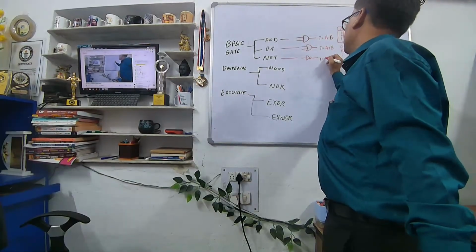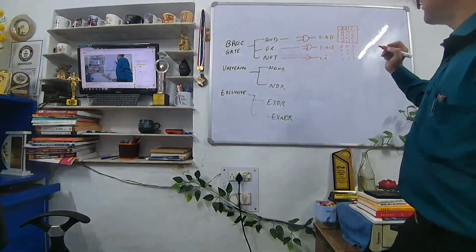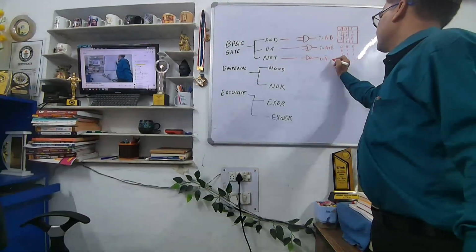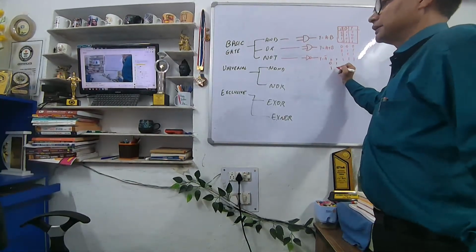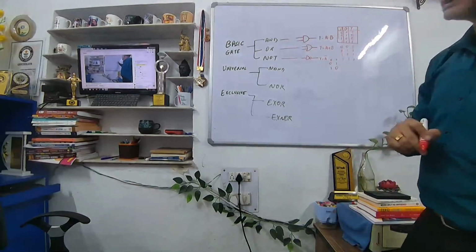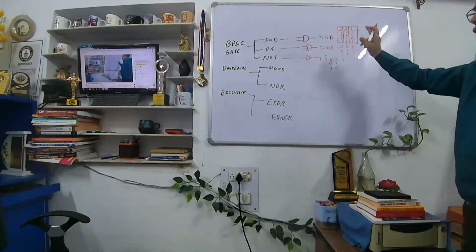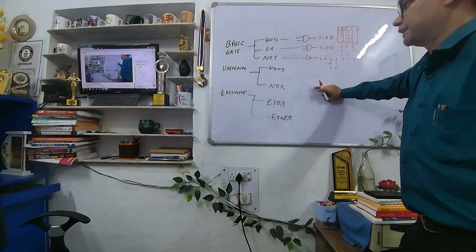Y is equal to A bar, right? Y equal to A bar. This is A and this is Y. If 0, then it returns 1. If 1, then it returns 0. This is AND gate, NOT gate. And, OR, and NOT, these are the three basic gates.